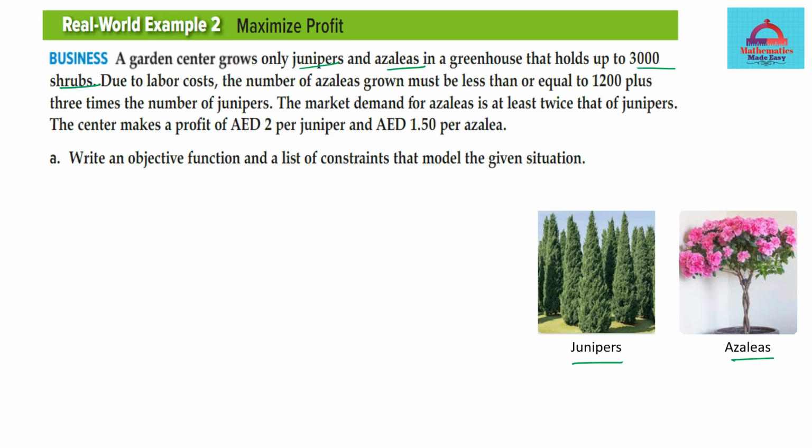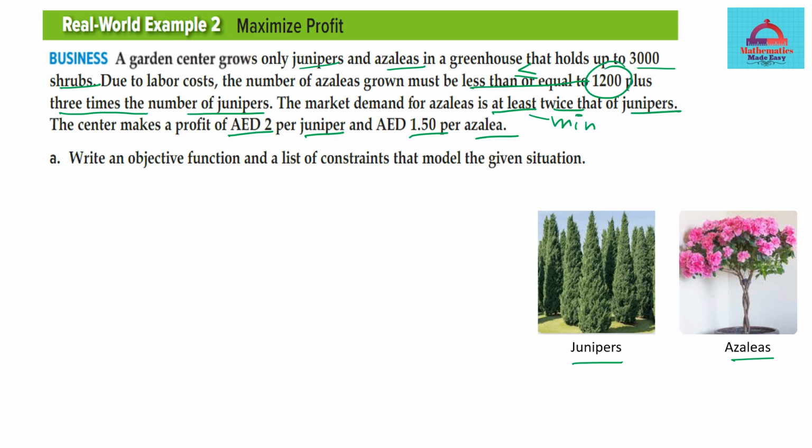Due to labor cost, the number of azaleas grown must be less than or equal to 1200 plus 3 times the number of junipers. The market demand for azaleas is at least, means minimum, twice that of junipers. The center makes a profit of 2 dirhams per juniper and 1.5 dirhams per azalea.